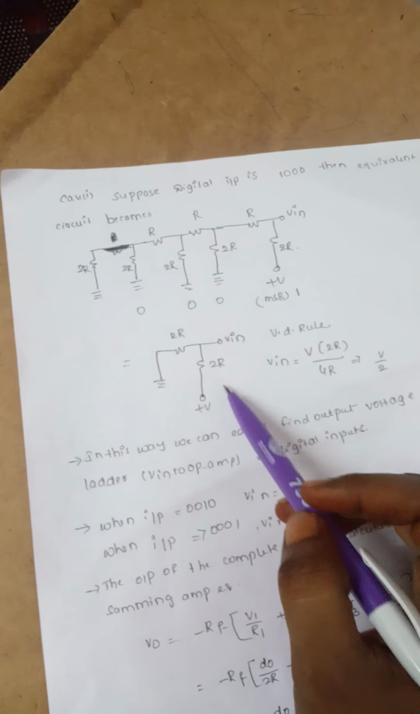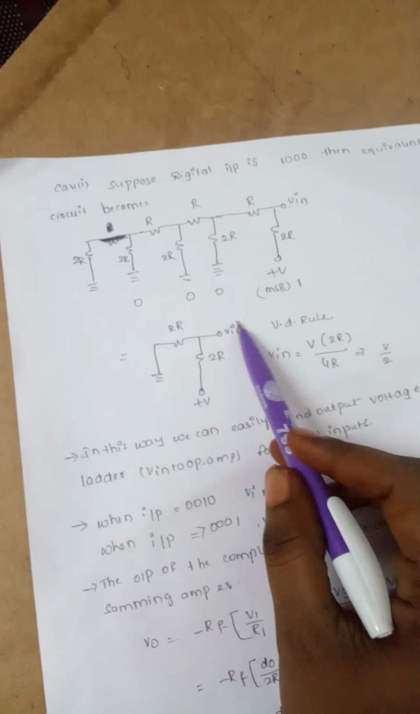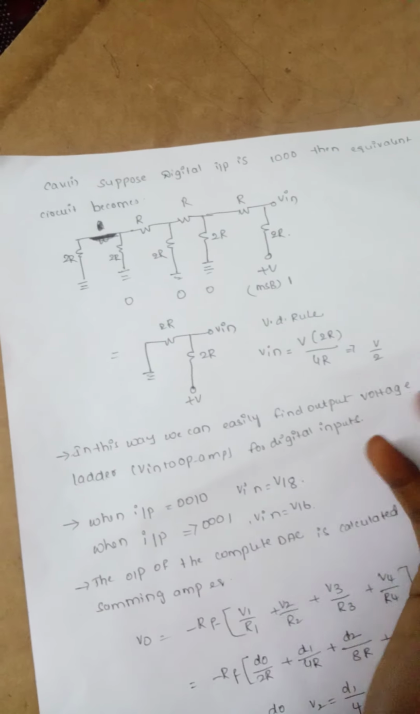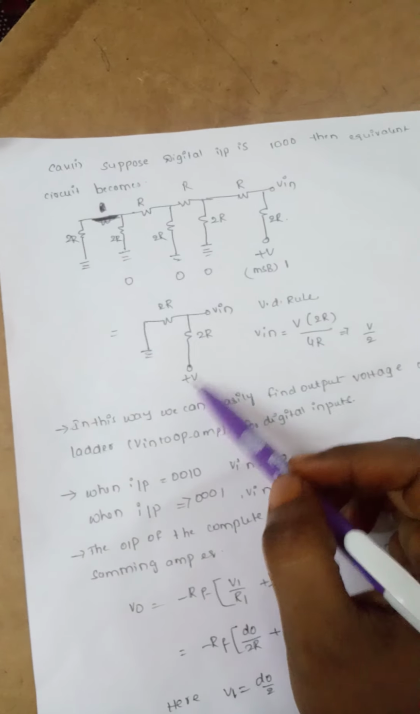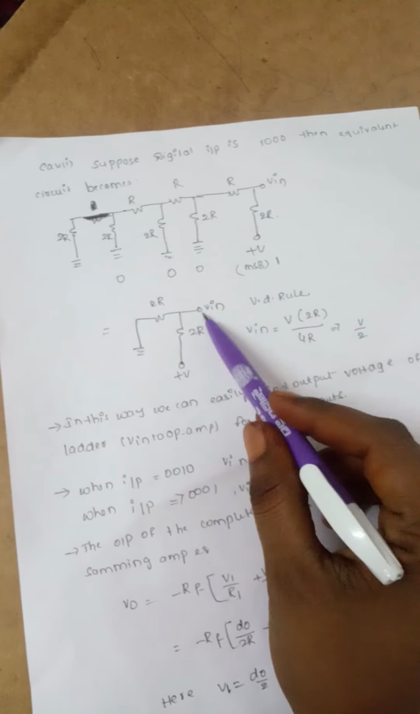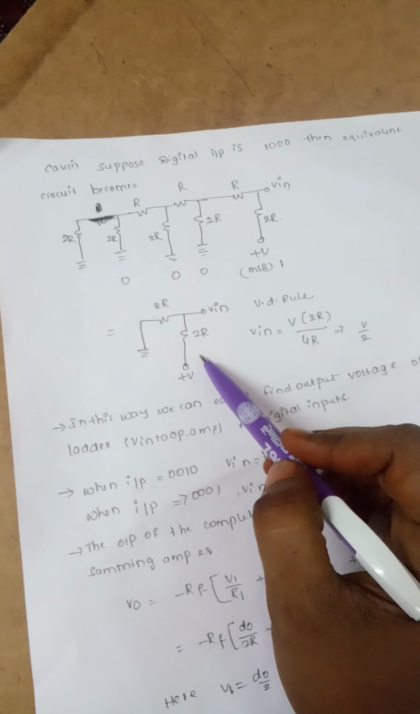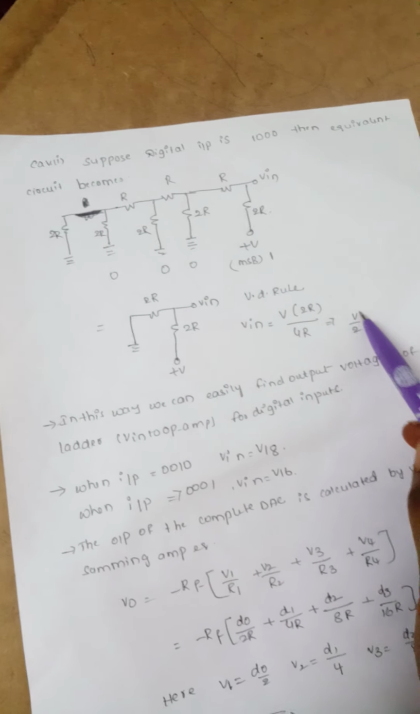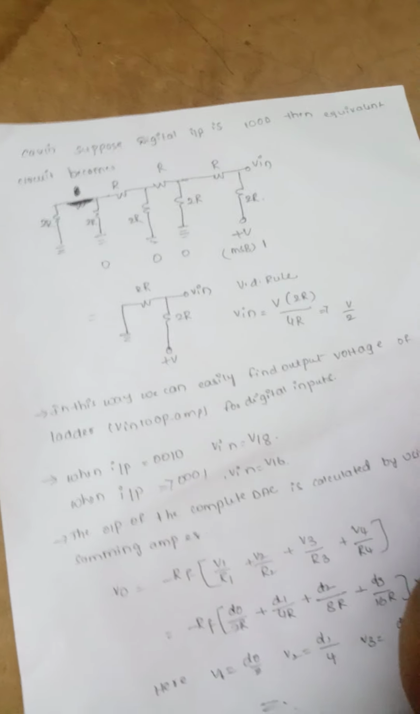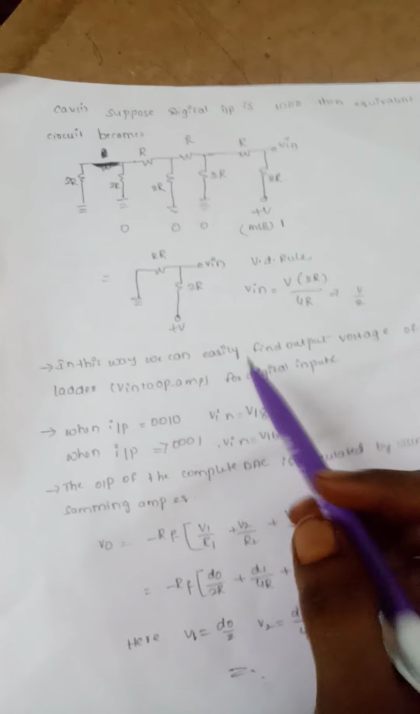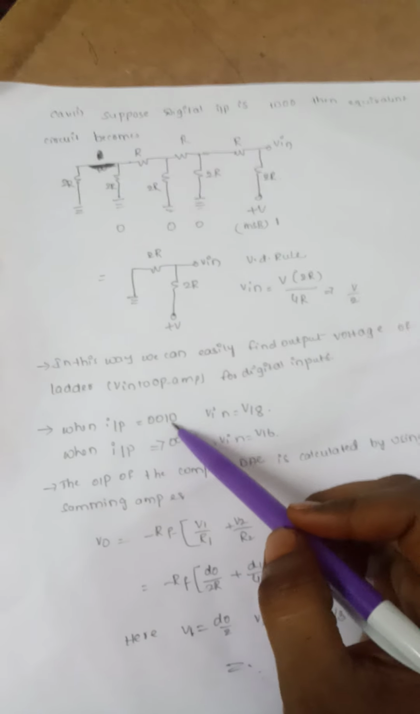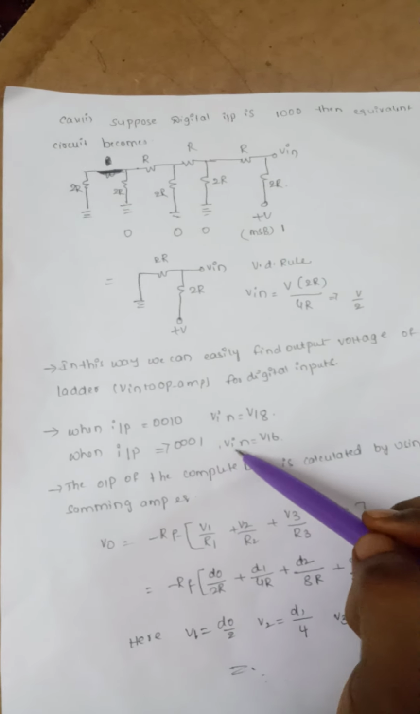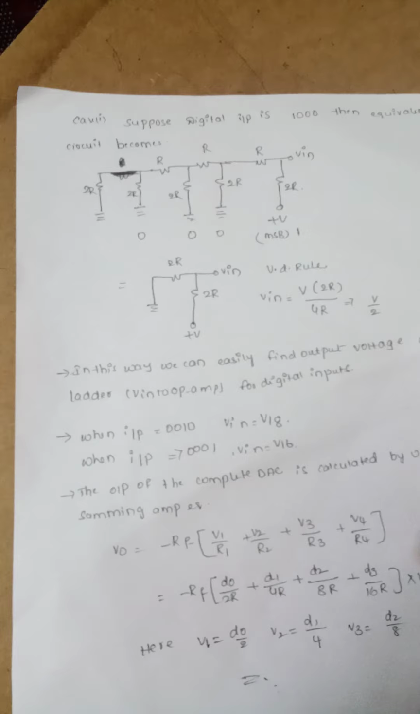So here apply the voltage divider rule. Here V input is the output of the circuit and the input for the operational amplifier. So V input is equal to V into 2R by the total resistance, 2R plus 2R. So here the input is V by 2. This is the input for the operational amplifier. Similarly, for input 0010, V input equals V by 8. When the input is 0001, in that case V input equals V by 16.